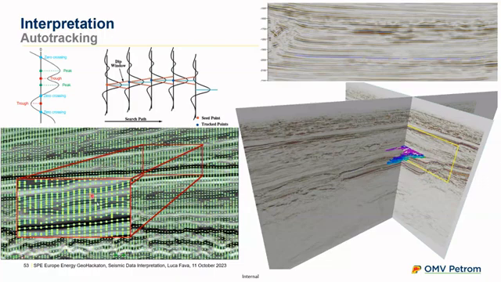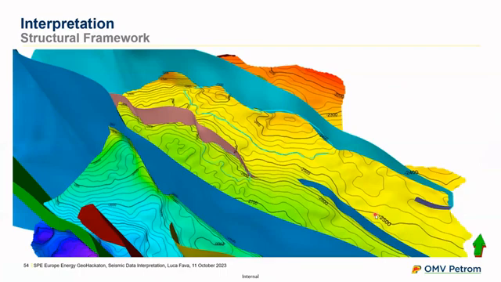Some more advanced software can do the automatic picking of the entire cube, and they can create different patches of horizons based on the similarity of the traces. So maybe that's an idea for doing some automatic interpretation using machine learning. Good.